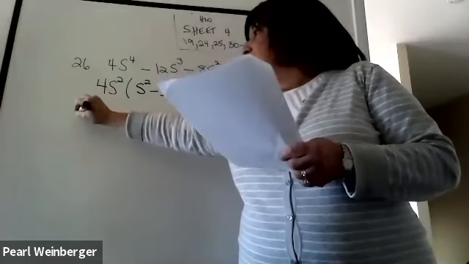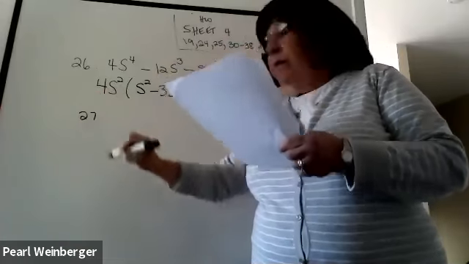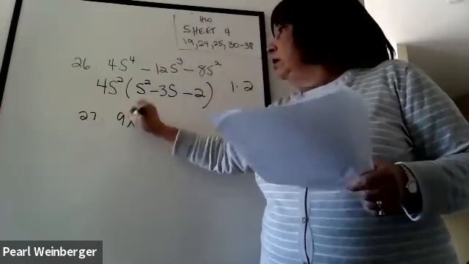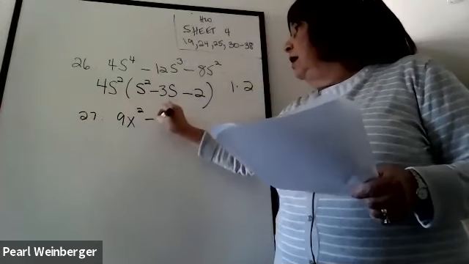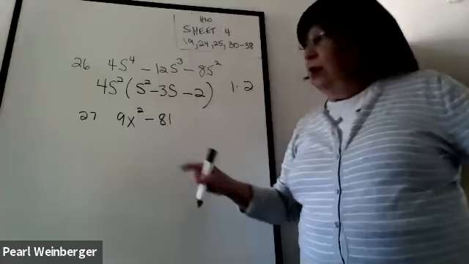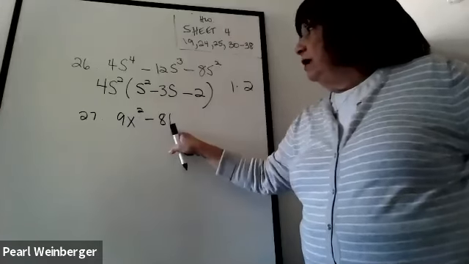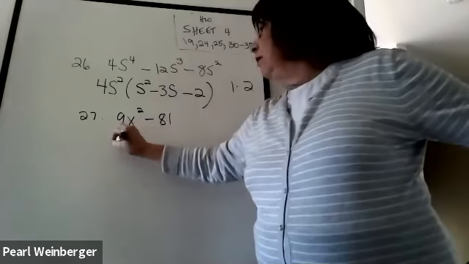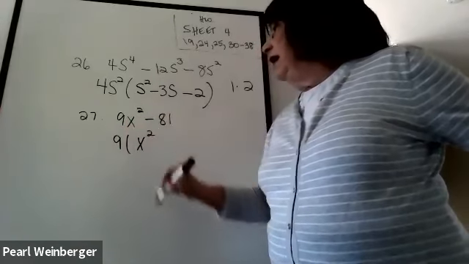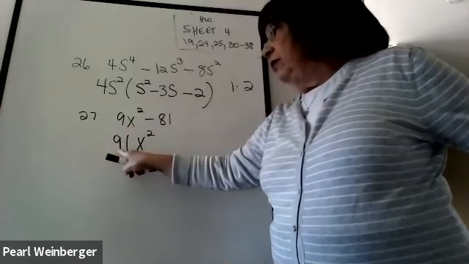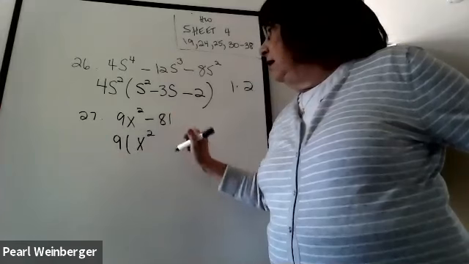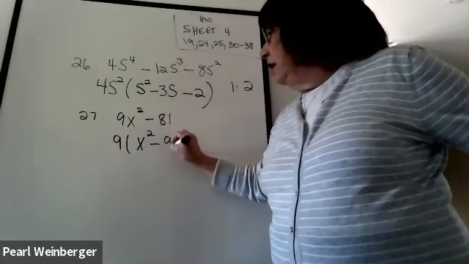Now 27 looks like this: 9x squared minus 81. Again, my first step is to find a common factor. And in this case, there is a common factor of 9. I must always look to see if I can take out a common factor. So 9 into 9x squared gives me x squared. 9 into negative 81 is negative 9.